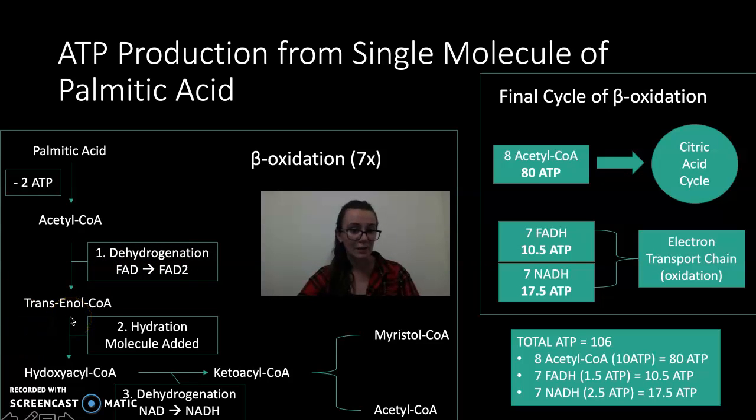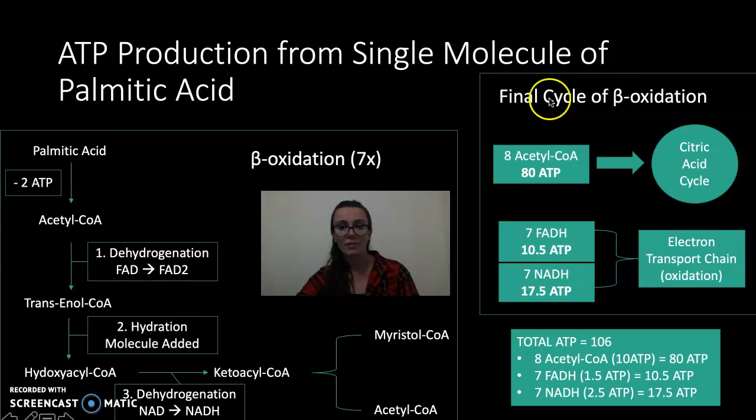The second step in beta oxidation is the hydration, where water is added from transenoyl-CoA to hydroxyacyl-CoA. When we go from hydroxyacyl-CoA to ketoacyl-CoA, you're going to have dehydrogenation a second time. That's your third step of beta oxidation, with NAD to NADH. At the end, you're going to have myristyl-CoA and acetyl-CoA. Those are your yields from that palmitic acid once you've gone through beta oxidation. This needs to go through 7 times.